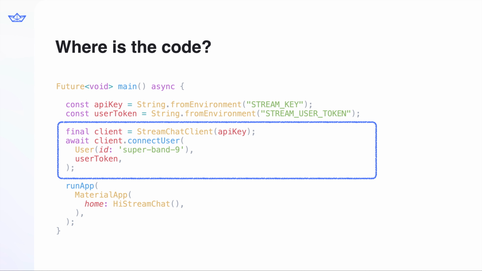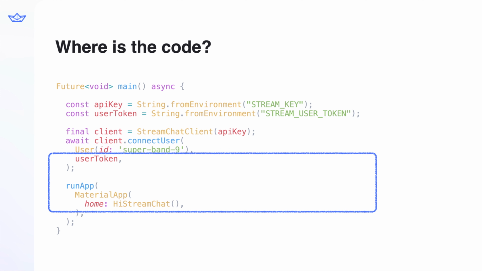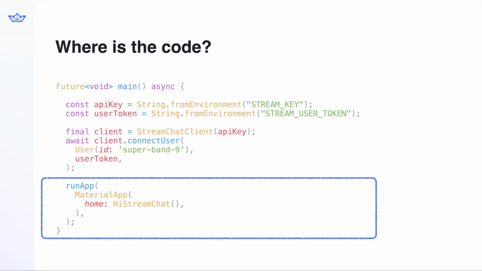So here we can see we're creating an instance of our chat client, giving it the API key, but we're also calling client.connectUser. Now this sets the current user for the application. In this case, it's the user with this ID superband-9. And of course, we're passing it the user token. Now the ID and user token are both linked. So in a production scenario, you would actually call an API, passing the user ID to generate this token. Next, we call our familiar runApp method to kick off our Flutter application.